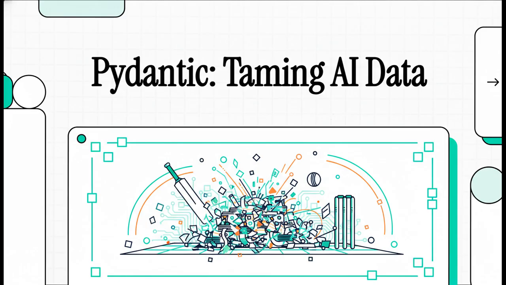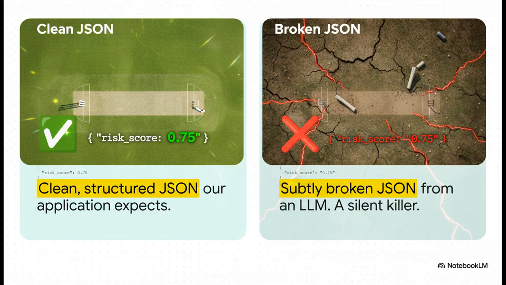So let's dive in and figure out how to tame this chaos and build AI systems that actually work in the real world. Okay, check this out. This really shows the problem in a nutshell.